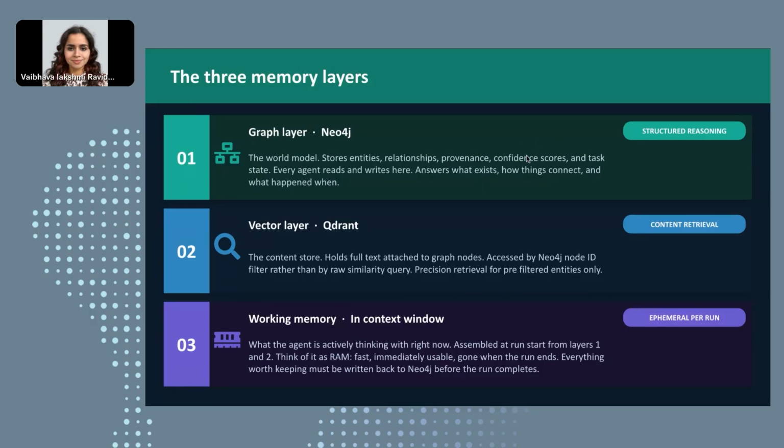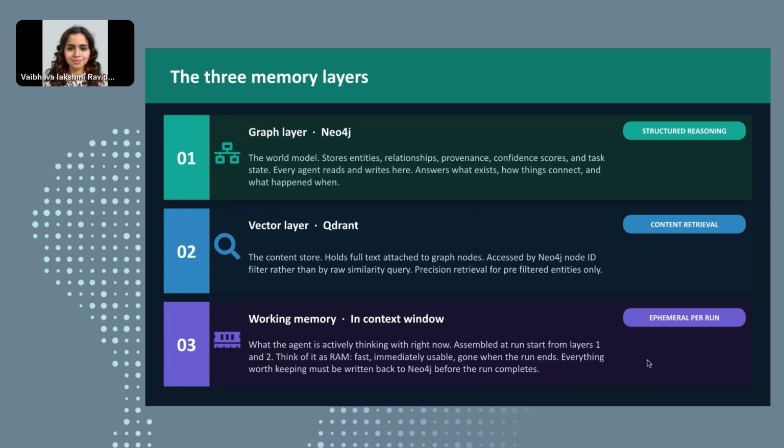And layer two is the vector layer. In this case, I have chosen Qdrant. This is the content store. It holds the full text attached to each graph node, or let's say graph triplets: incident descriptions, research notes, resolution summaries, things that are too long and too unstructured to live as node properties. The important thing about how Qdrant is used here is that it is not for discovery. It is for enrichment. But I'll come back to that.